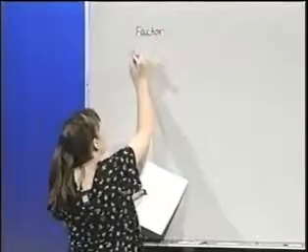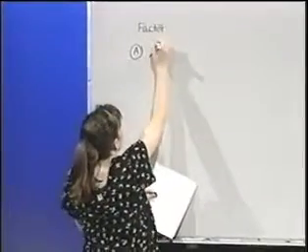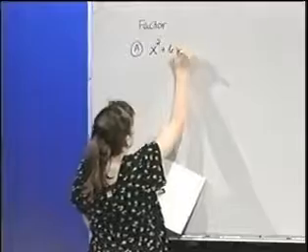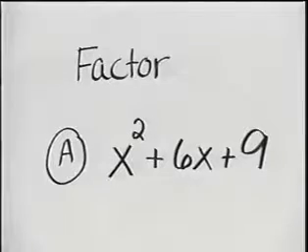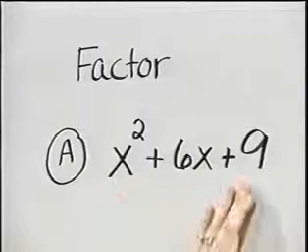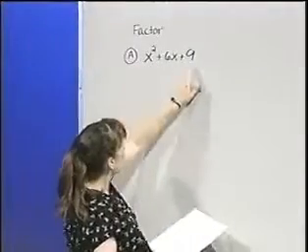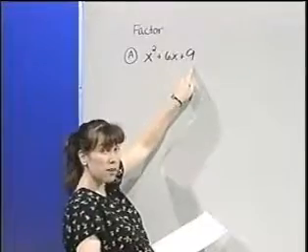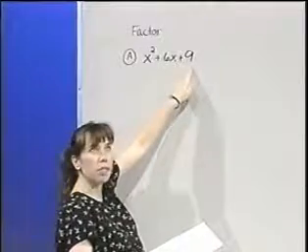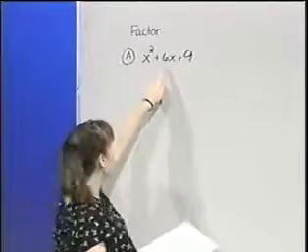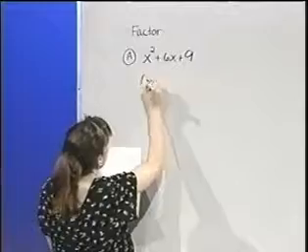Let's factor the first example here, which is the trinomial x squared plus 6x plus 9. Okay? X squared plus 6x plus 9. So, by now you should be pretty good at factoring these types of polynomials. X squared is your lead coefficient. You want to find two numbers that multiply to give you 9, but add to give you 6, and those two numbers would be 3 and 3.